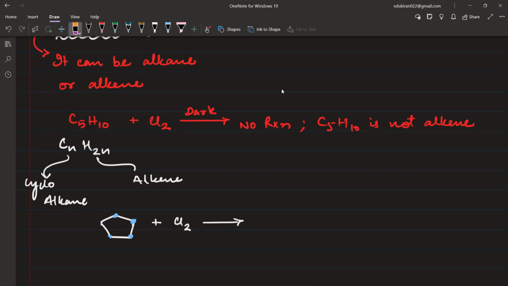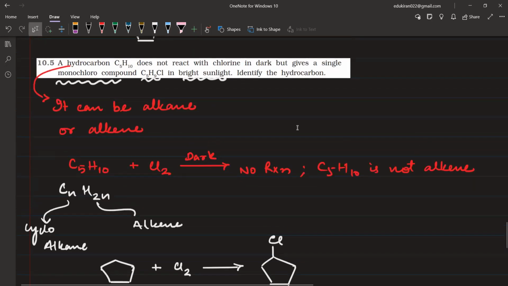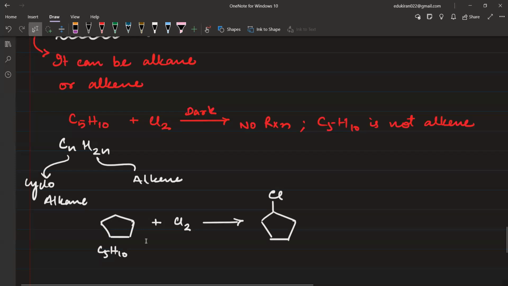Can you see that all of these carbon atoms are the same? Yes or no, Wafia? Yes, sir. Right. So it is going to give me a product in which any one of the carbon atoms will get chlorine. You will remember this only if you have revised the last class. So this is my C5 hydrocarbon, which they have asked us to identify. That is cyclopentane.